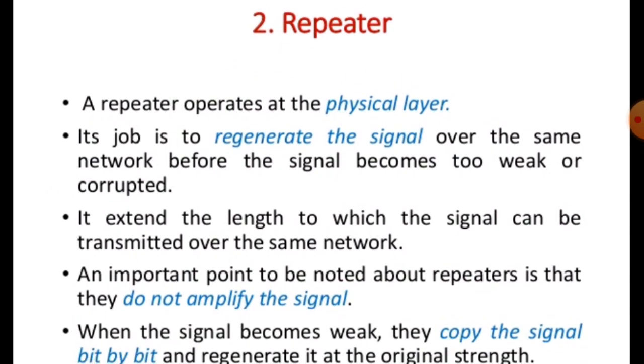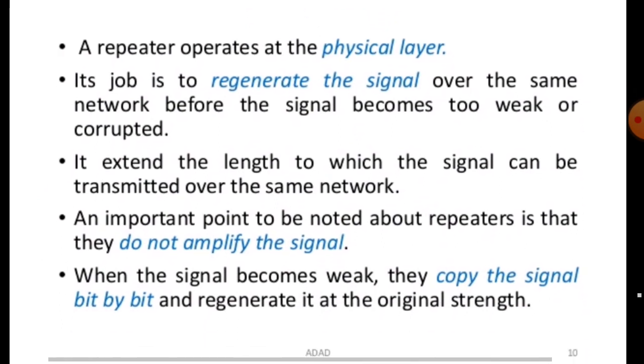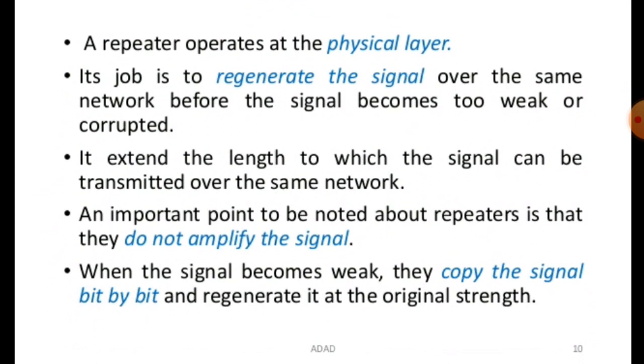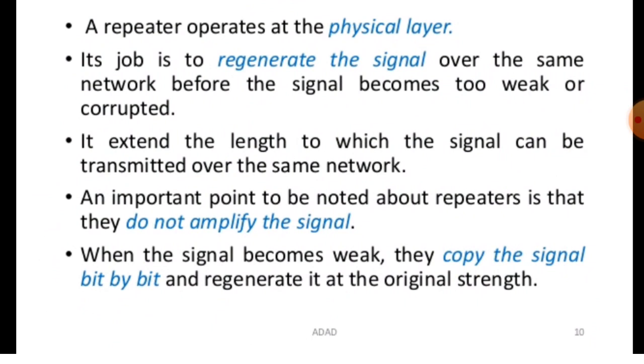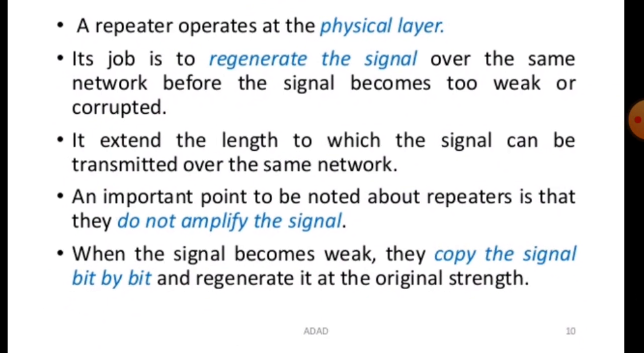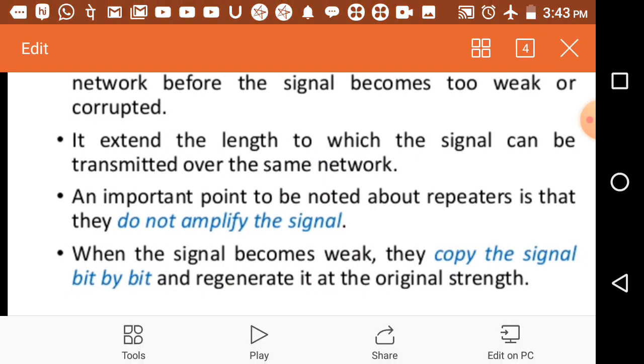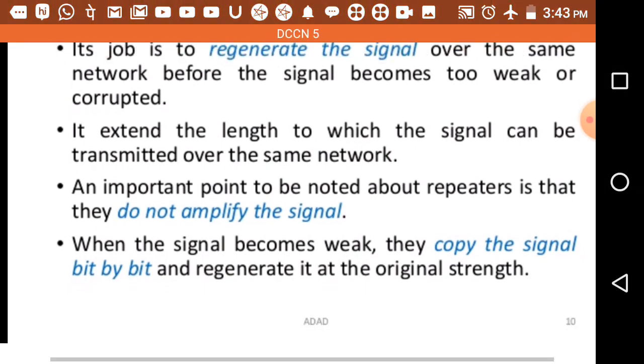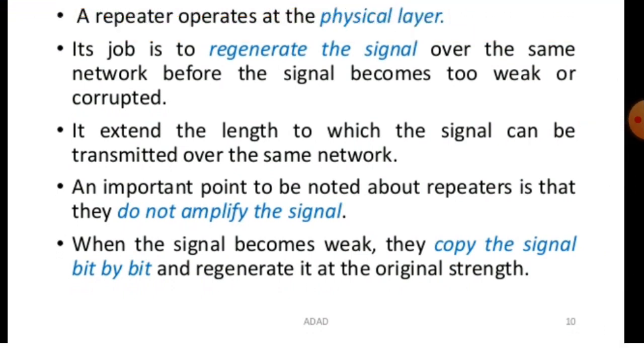Next network device is repeater. A repeater operates at the physical layer. Its job is to regenerate the signal over the same network before the signal becomes too weak or corrupted. It extends the length to which the signal can be transmitted over the same network. An important point to be noted about repeaters is that they do not amplify the signal. When the signal becomes weak, they copy the signal bit by bit and regenerate it at the original strength.